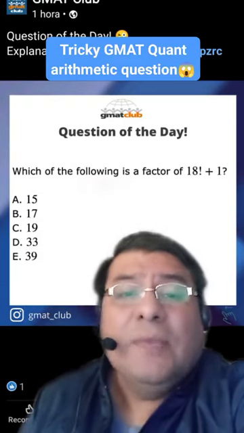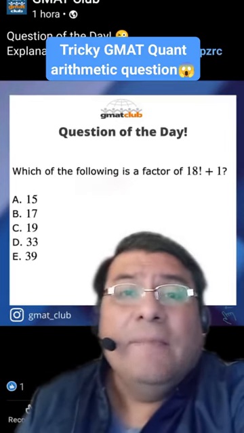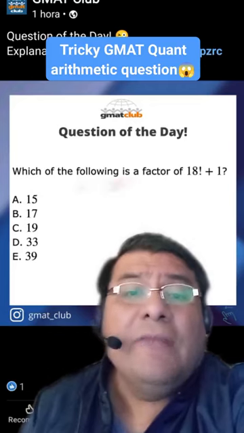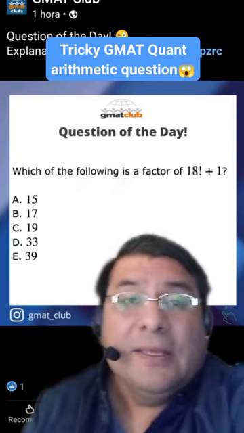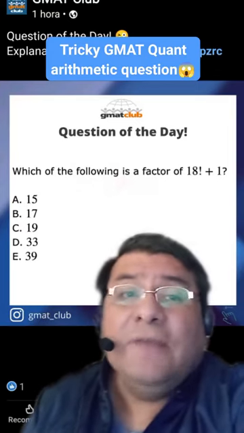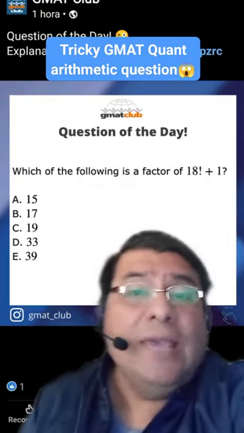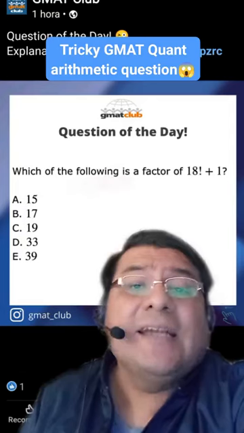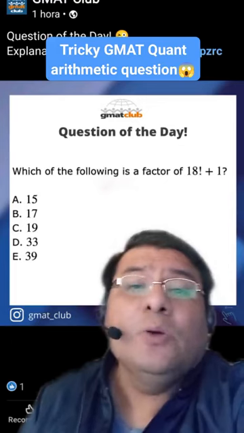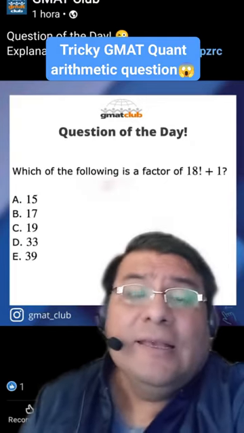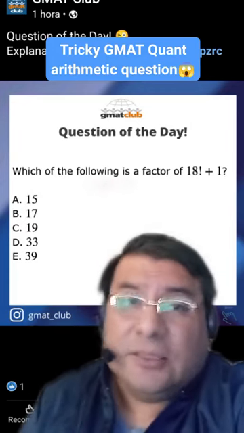Why not? Because being divisible by 15 means that the number is divisible by 3 and by 5. And since 18 factorial is divisible by 3 and by 5, then the consecutive integer to 18 factorial, that is 18 factorial plus 1, cannot be divided by those same two integers, 3 and 5. So we can discard option A as the correct answer choice. The same goes for 17. Since 18 factorial is divisible by 17, 18 factorial plus 1 cannot be.